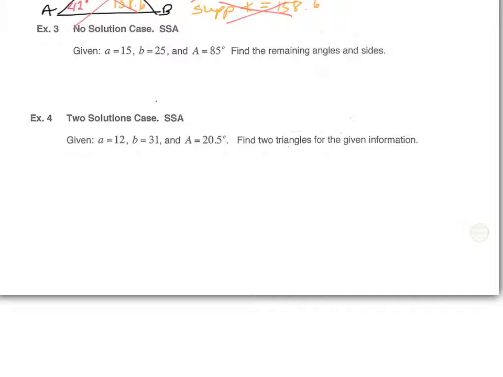Okay, so let's look at the no solution. Again, I don't know starting out what's going to happen. The only time we have no solution, one solution, or two solutions is when the given angle is acute. If the given angle is obtuse, it can be no solution or one solution. So you do have to kind of study those.